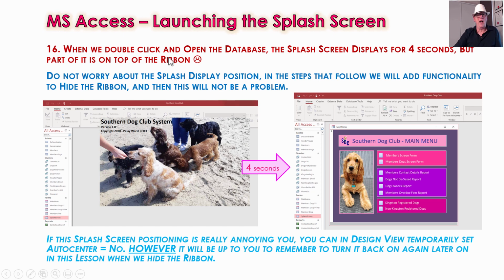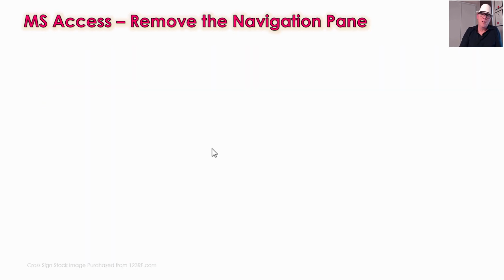Just live with it for now, opening up on top of the ribbon, because later on it's all going to get fixed. But if you really, really hate it there, you can put auto center equals no. But remember, later on, it's your responsibility to remember to put auto center back onto yes when we're doing all the hide the ribbon part of the course. So that's it for the splash screen. That's all sweet and working, doing its little 4-second thing before the main menu pops up.